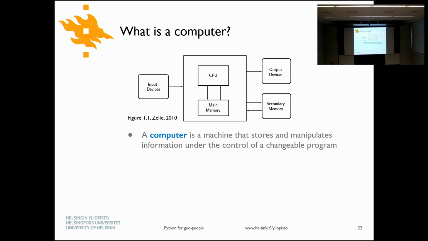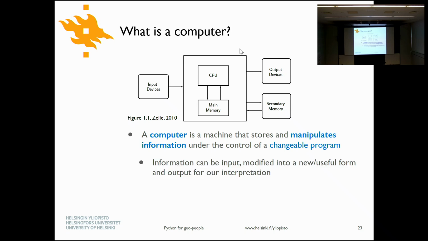So what is the programming here? A computer is a machine that stores and manipulates information under the control of a changeable program. And that's what we are going to work with. You want to have control over how the data changes from input to output, and that's where we write the code. And that code controls the computer.